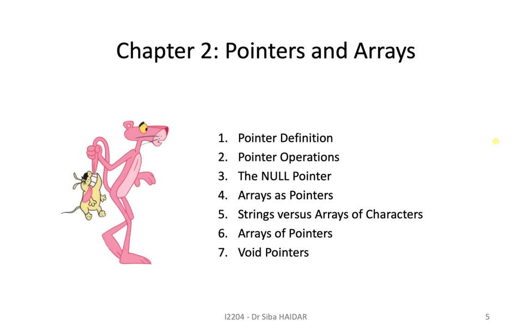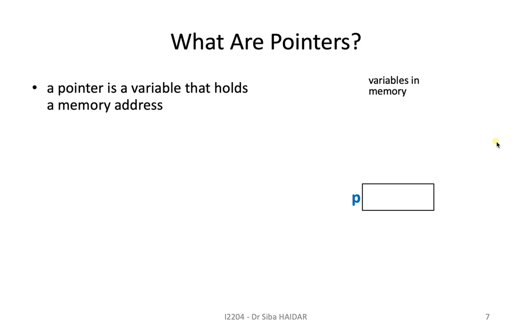Welcome back to the course Imperative Programming I2204, and let us begin a new chapter, Chapter 2, Pointers and Arrays. We will begin with the pointer definition. What are pointers? A pointer is a variable, as simple as that. A pointer is a variable that holds a memory address.